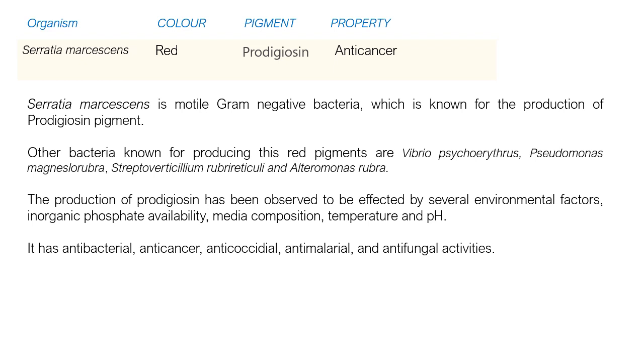Okay, so for the time being, just remember that Serratia marcescens is a motile gram-negative bacterium which is known for the production of prodigiosin. There are other examples also, but Serratia marcescens is widely used and widely studied. The production of prodigiosin has been observed to be affected by several environmental factors like inorganic phosphate availability, media composition, temperature, and pH.